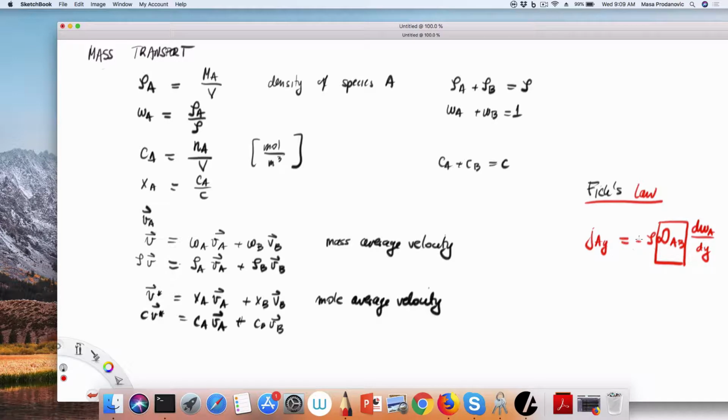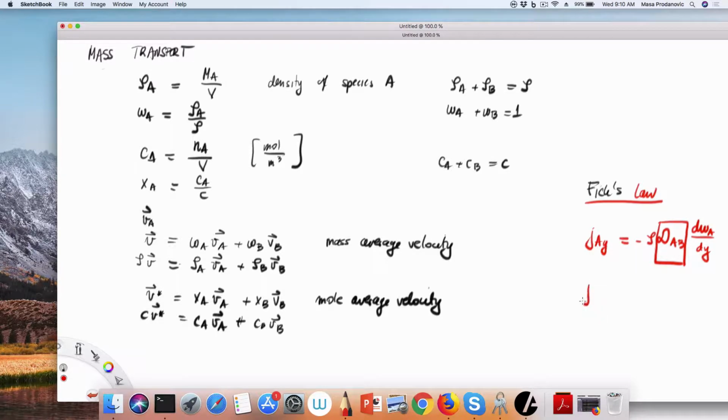And we're scaling out rho because rho is my entire rho, right? It's not just specific to species A. And the units of D A B are meter squared per second. So the units themselves are equivalent to that of kinematic viscosity, for instance, and the normalized thermal conductivity alpha.